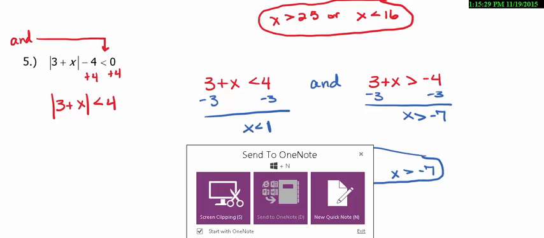That's where we're going to stop the video at this time. We will pick up with number 6 in class. We'll finish the rest of this note together.